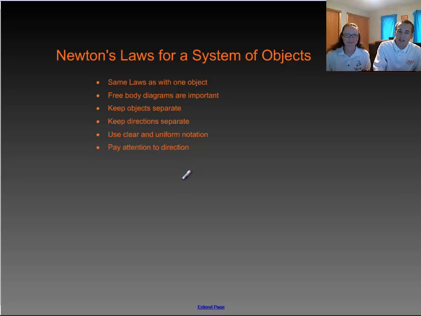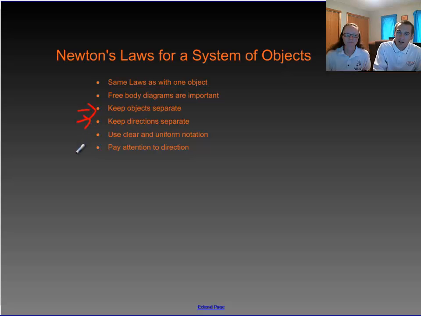Okay? And it doesn't mean anything has to change. We're still going to do a lot of the same stuff. Same laws. It's still Newton's first, second, third law. Free body diagrams are still your best tool for solving these problems. Okay, and a couple things you have to keep in mind. These 2 points: keep objects separate and keep direction separate.